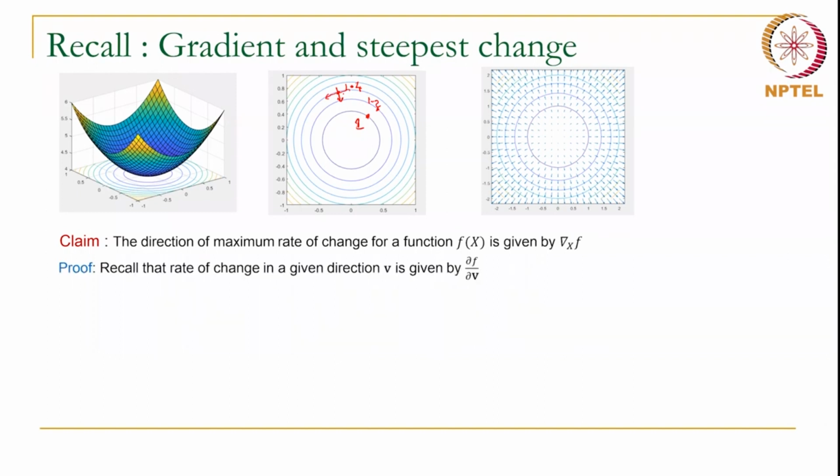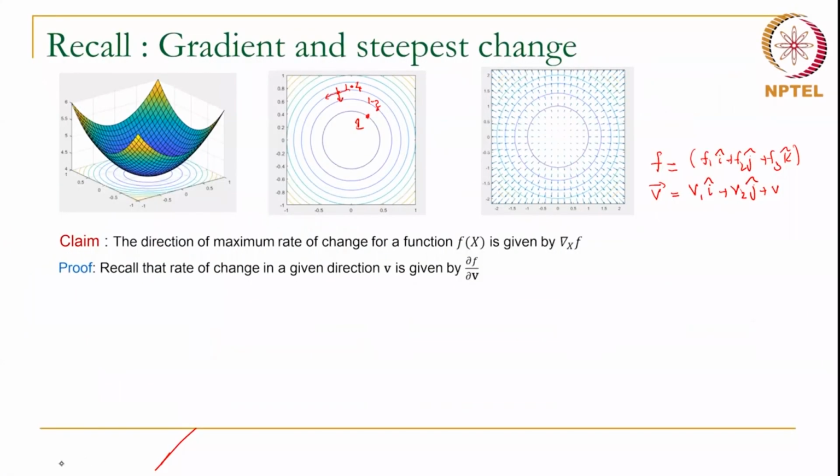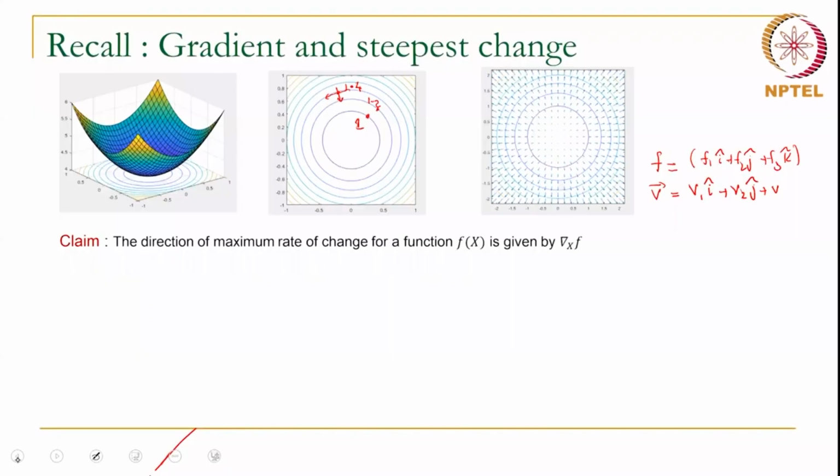So when you want the change of any function f, let's say f is made up of f1 i cap plus f2 j cap plus f3 k cap. And we are moving in a particular direction v. v is itself v1 i cap plus v2 j cap. Sorry, I made a mistake with f. Please do not get confused. Sorry about that. f is a scalar, it's v, I should have written it this way.